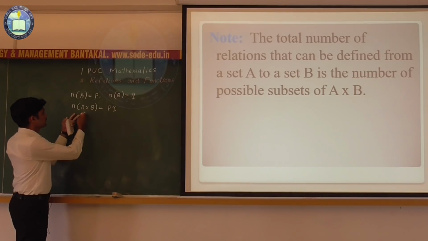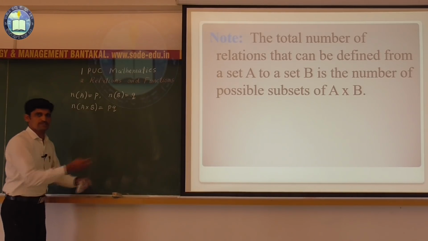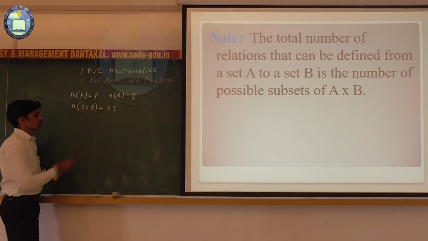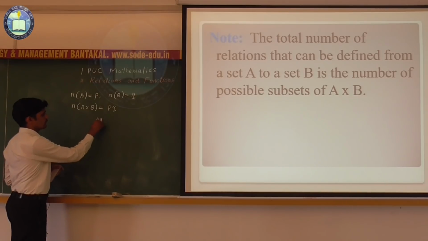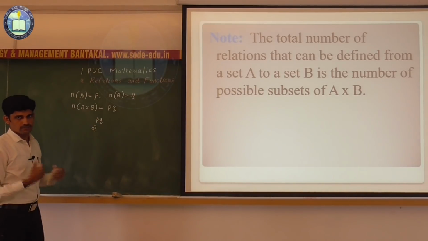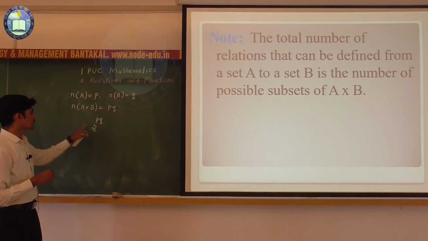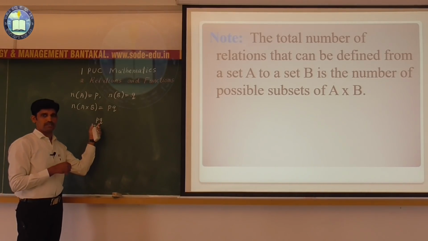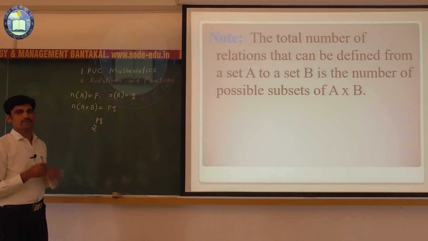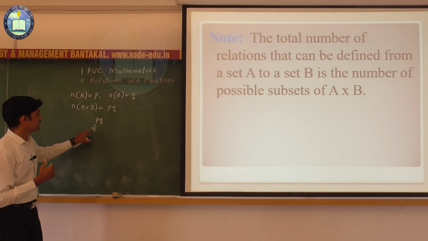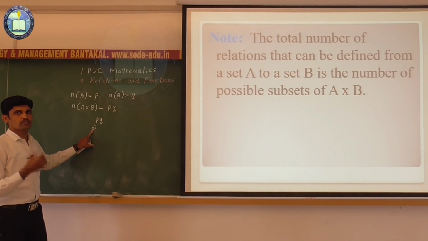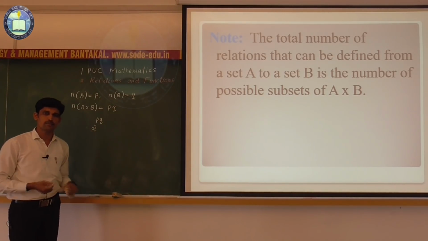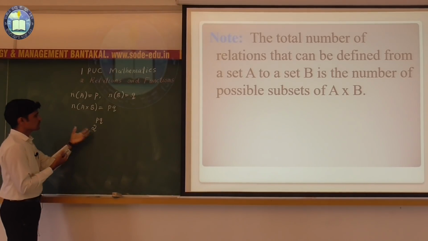elements. Then if you observe the collection of all subsets of A cross B, the number of subsets of A cross B is given by 2 to the power PQ. That is called the power set of A cross B. The set of all subsets of A cross B is known as the power set of A cross B, and it has 2 to the power PQ elements. And each element in that power set is a relation. Therefore, the number of possible relations from set A to set B is nothing but the number of possible subsets.